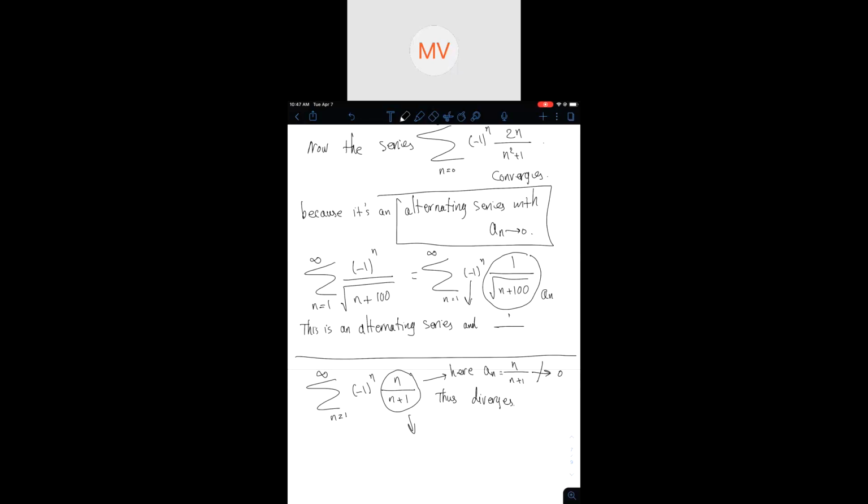And 1 over root n plus 100, does it approach 0? Does it converge to 0? Yeah, as it goes to infinity. And you can see you have a constant divided by infinity, so that it eventually approaches 0. Thus, this series converges.